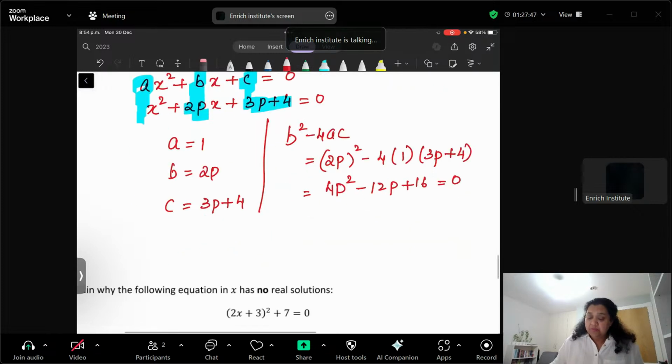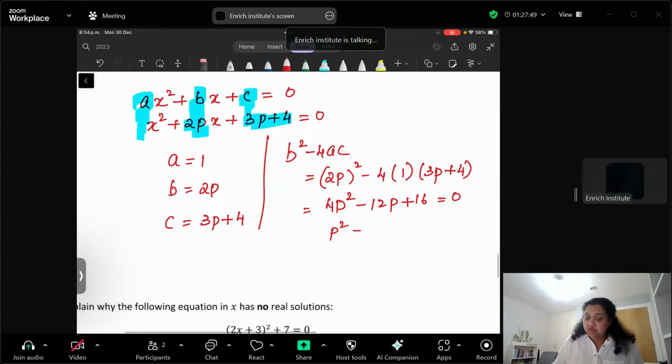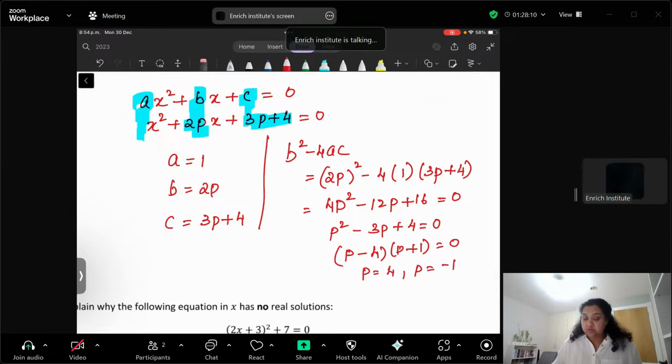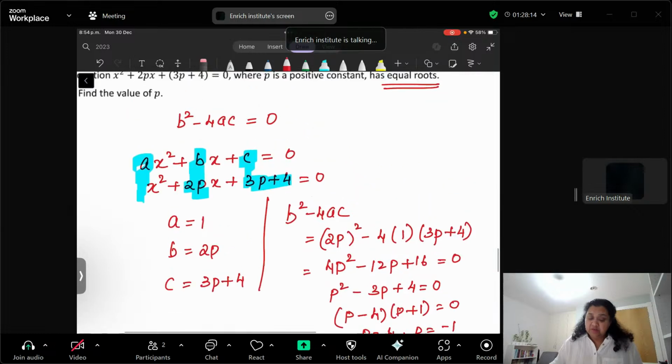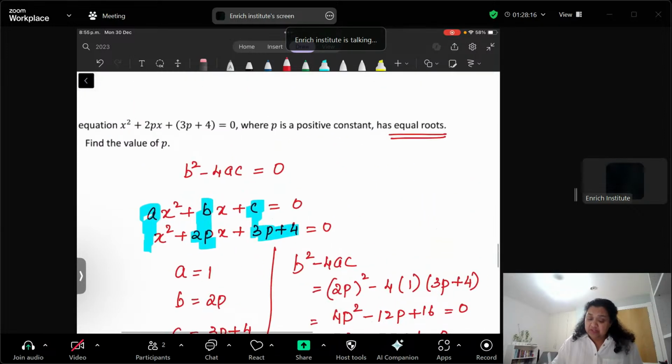Then I can simplify this as p square minus 3p minus 4 is equal to 0. As I said, don't worry about the simplifications. Once you do it on your own, you will get it. This is just to give a high-level idea of what needs to be done. This is (p minus 4)(p plus 1) is equal to 0. So p is equal to 4, p is equal to minus 1. So we are getting two values here.